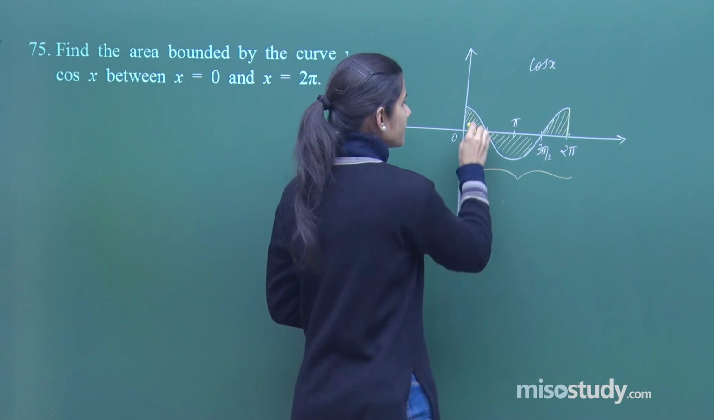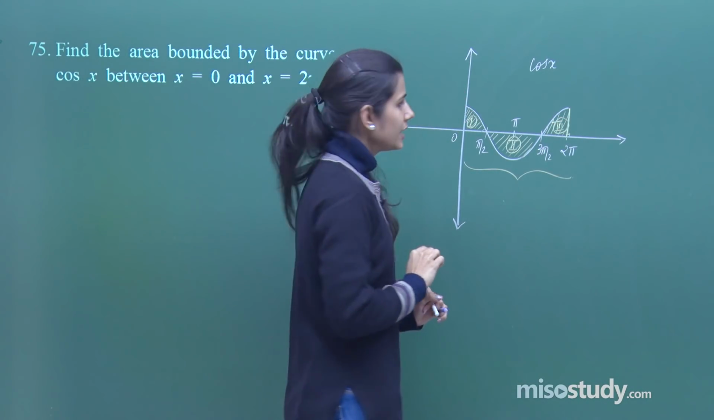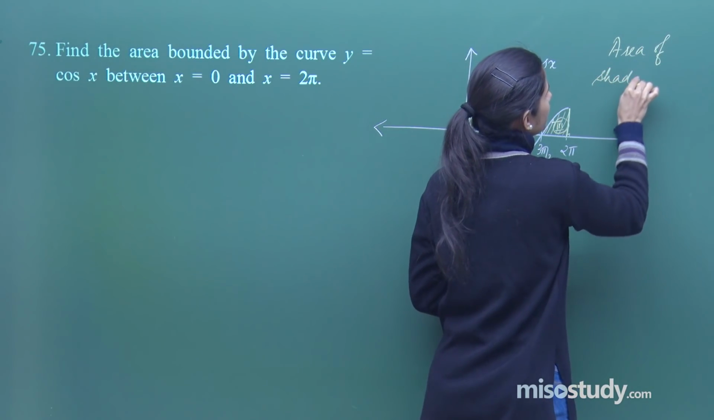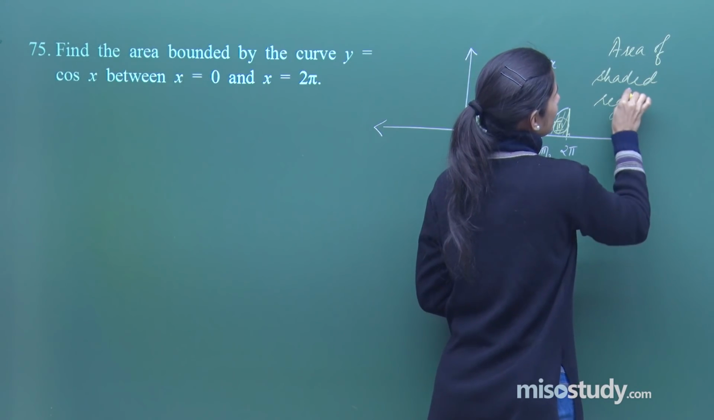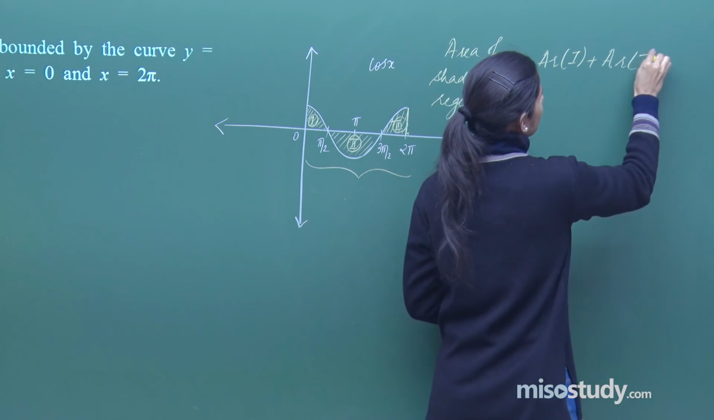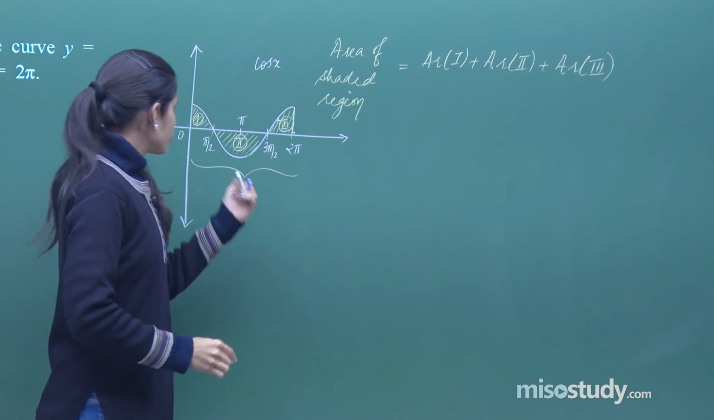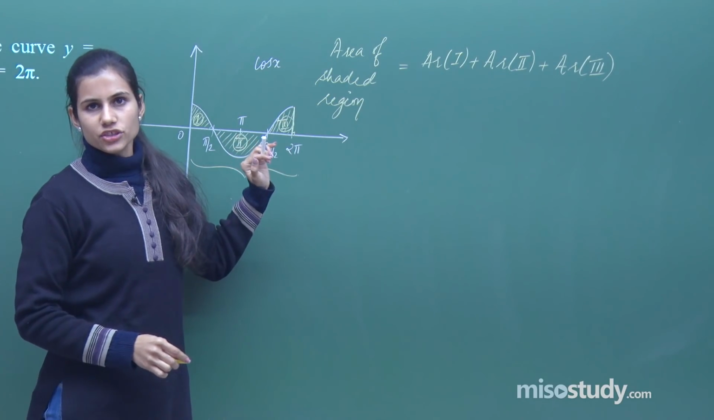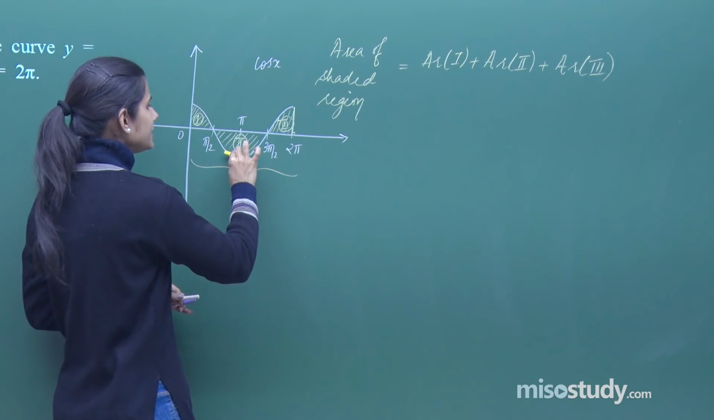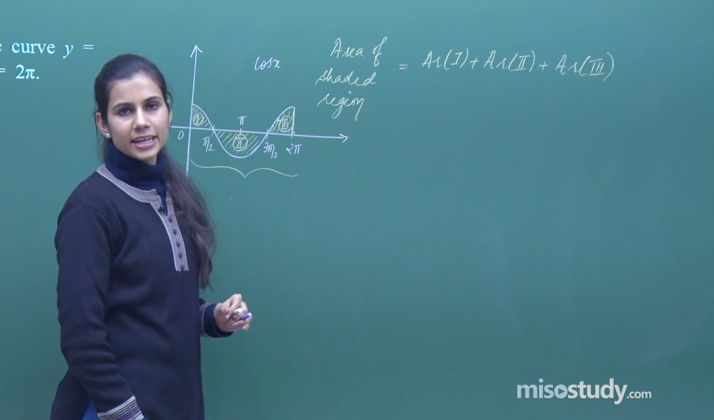Now one thing please try to understand, it's very simple to actually compute this area, but there is one flaw which students commit over here. Area of this shaded region is actually equal to area of first region plus area of second region plus area of third region, right? So you add this area with this and you get the area of the complete shaded region. But because this part is below the x-axis, when you will be integrating, you will be getting a negative real number as the answer of the second portion's area.